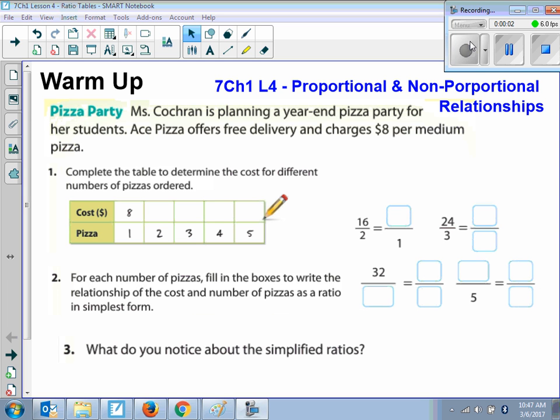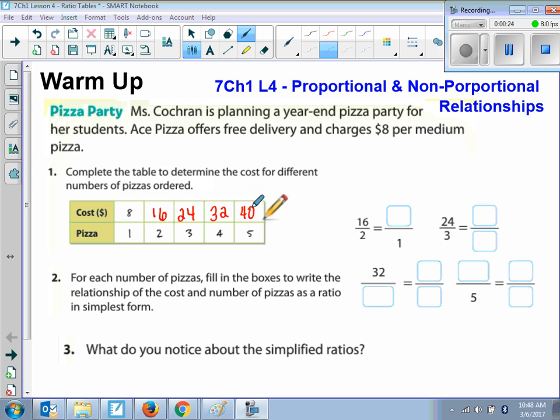All right, Chapter 1, Lesson 4 is proportional and non-proportional relationships. In the warm-up, it says Miss Cochran is planning a year-end party for her students. Ace Pizza offers free delivery and charges $8 per medium pizza. Complete the table to determine the cost for different numbers of pizzas ordered.